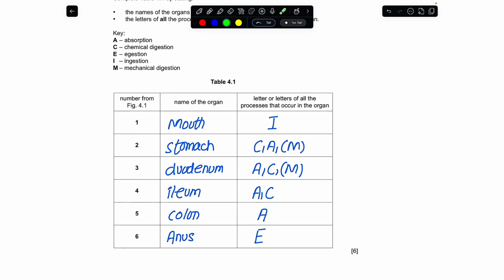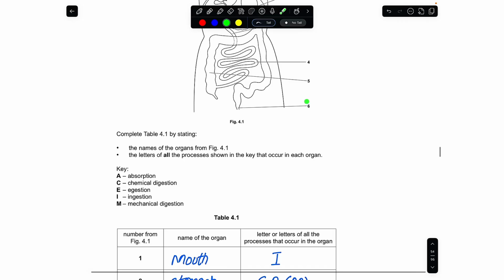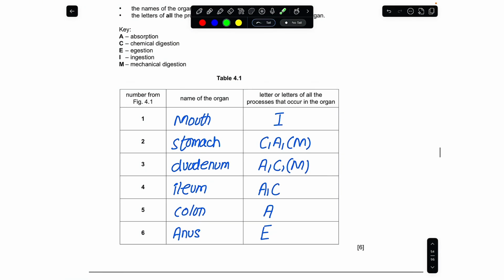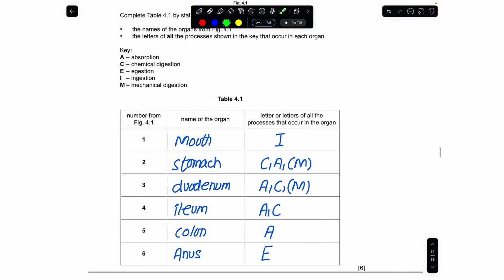If we talk about the sixth number that we have, which was here, this only has a role in the removal of the undigested food particles in the form of feces. So it would be E only, which stands for egestion.